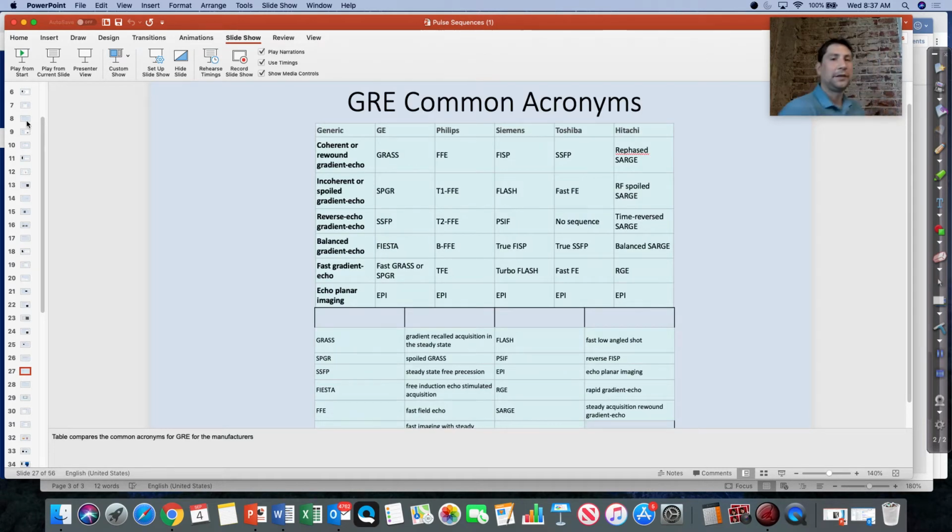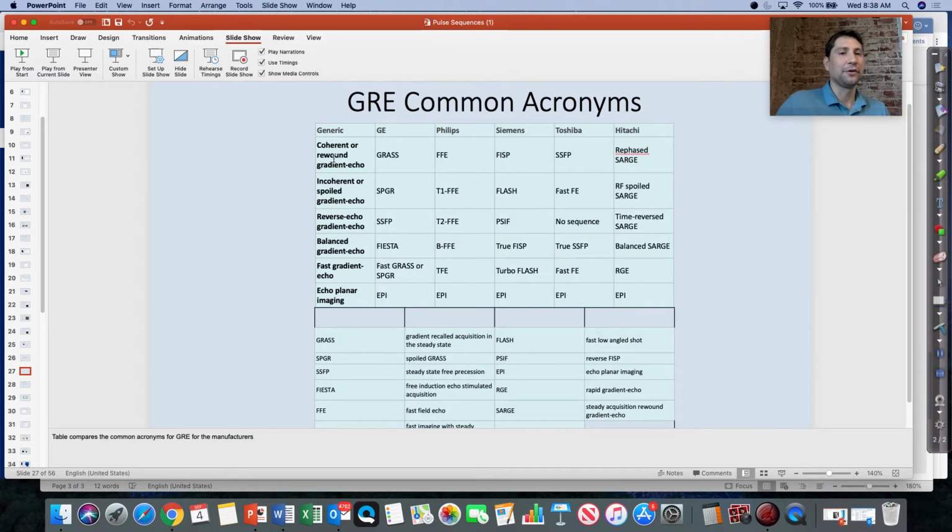Here are some common acronyms of our gradient echo pulse sequences that you're going to see out in clinic. You have the manufacturers up top here: GE, Philips, Siemens, Toshiba, and Hitachi. You're really only going to be concerned with GE and Siemens, and Nick, you're at your Hitachi site, but it's eventually going to change to Siemens. But here is a good list of all of your gradient echo pulse sequences we're going to talk about today.